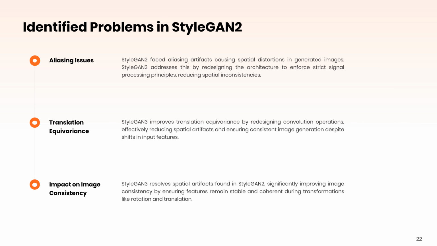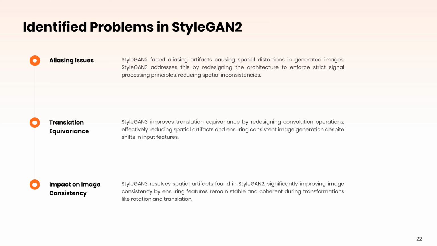StyleGAN 2 produced some of the best synthetic images at the time, but researchers quickly noticed recurring flaws. The first was aliasing. This happens when the generator fails to maintain smooth signal flow, leading to small but noticeable distortions in textures such as hair strands, fabric patterns, or sharp edges. These distortions break the illusion of realism. StyleGAN 3 directly addresses this by enforcing strict signal processing principles so that details appear sharper and more natural.